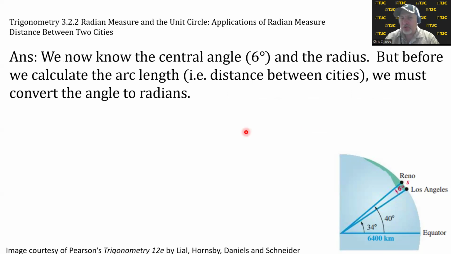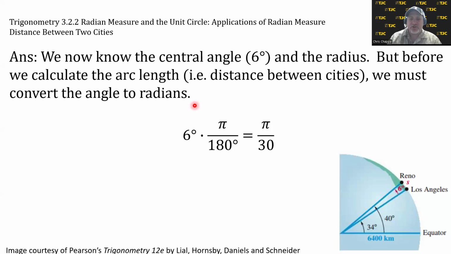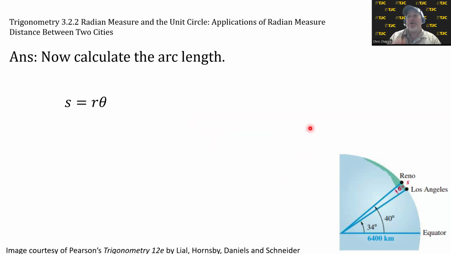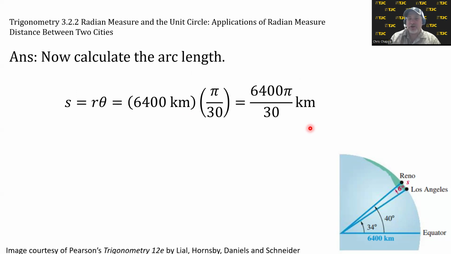We now know the central angle, 6 degrees, and the radius, 6,400 kilometers. But before we calculate the arc length, which is the distance between the two cities, we must convert the angle to radians. So 6 degrees times pi over 180 degrees would cancel the degrees and reduce to pi over 30. Now calculate the arc length. Our radius is 6,400 kilometers. Our angle is pi over 30 radians. If we multiply straight across, we get 6,400 pi over 30 kilometers. And we can reduce that by 10 to get 640 pi over 3 kilometers.